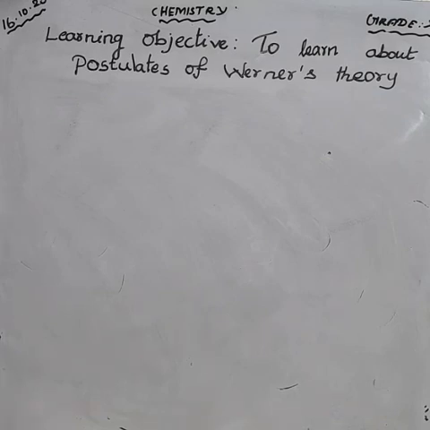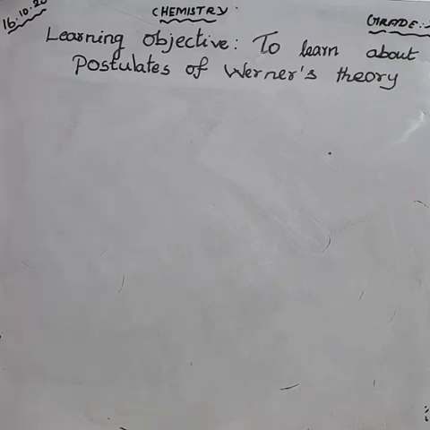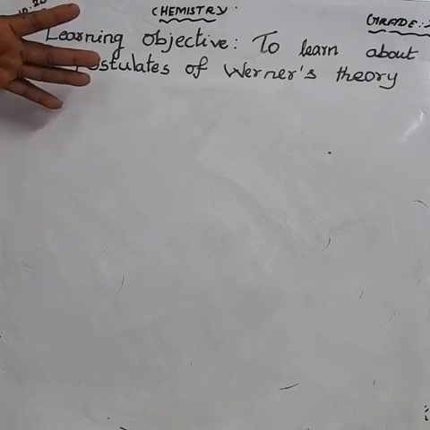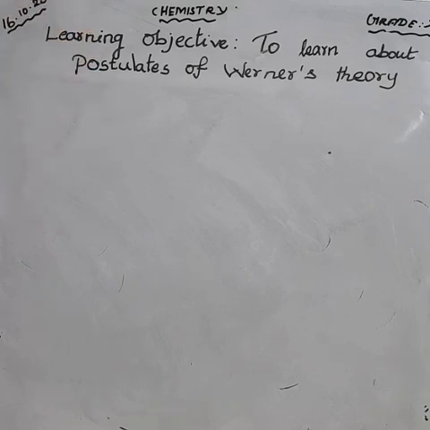Today we discussed Werner's theory. Next, the types of ligand. We learned coordination entity, central metal ion, sphere, coordination polyhedron, coordination number, oxidation state, and the very important question, the types of complex. All of you should learn these.